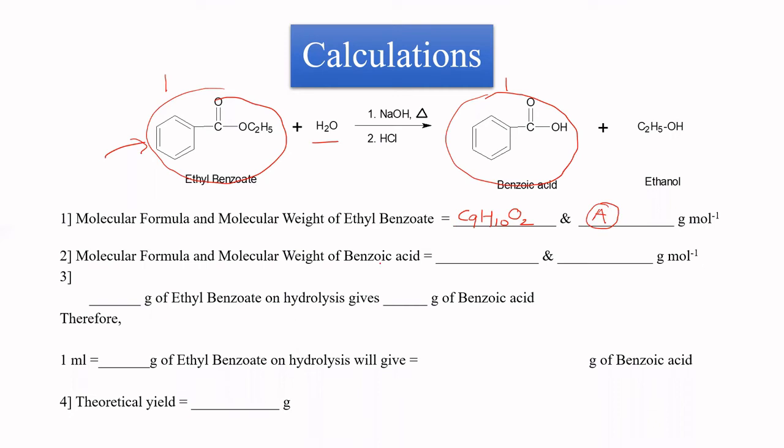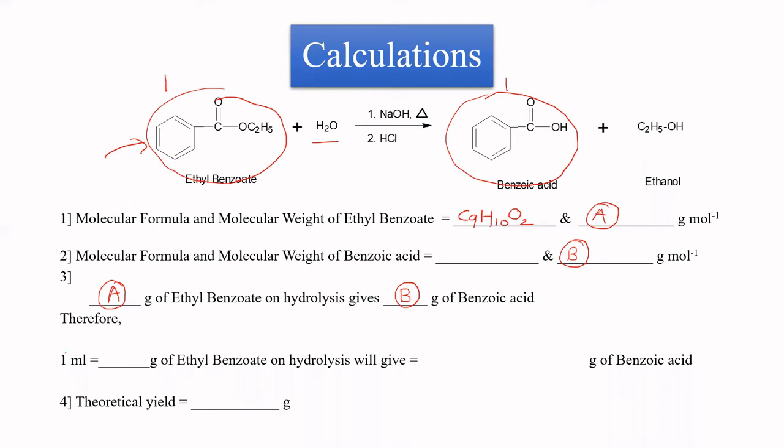Okay. Similarly, you will calculate the molecular formula and molecular weight of benzoic acid. The way I have told you how to calculate the molecular formula, you can calculate for the benzoic acid. And then from that, you will determine its molecular weight. I'm writing it as B now. Now, what is the mass relationship between ethyl benzoate and benzoic acid? They are in 1:1 ratio, right? So I'm expecting A. A means what? The molecular weight of ethyl benzoate on hydrolysis is going to give me B, that is molecular weight of benzoic acid. This is a mass relationship between the two compounds.